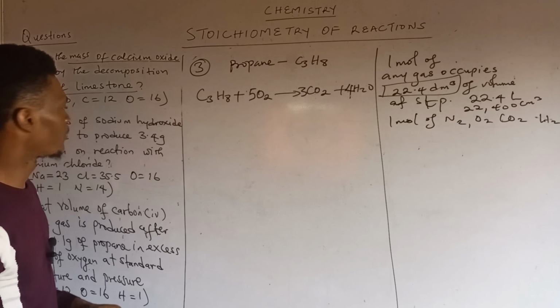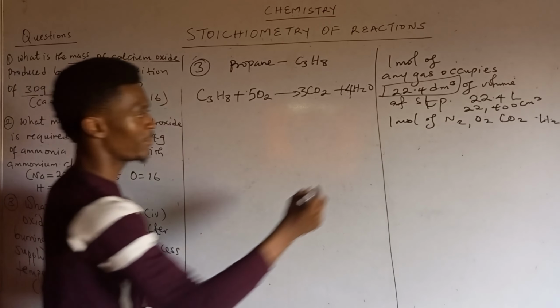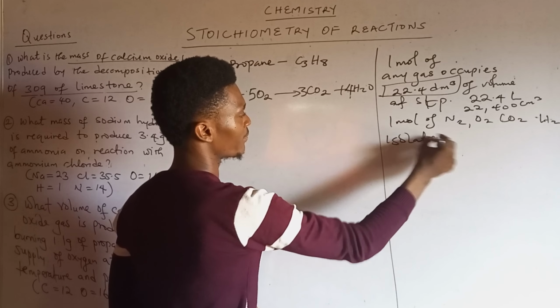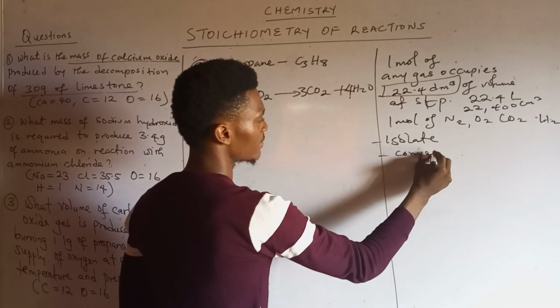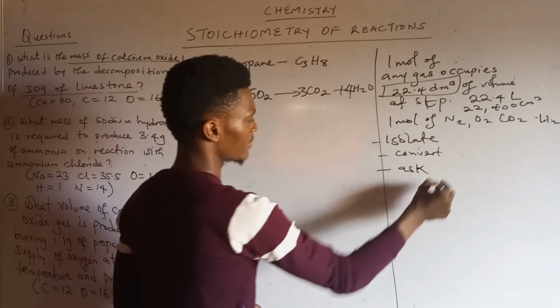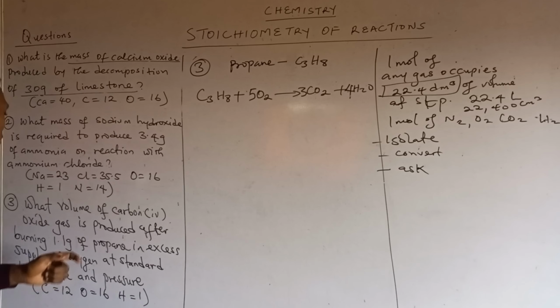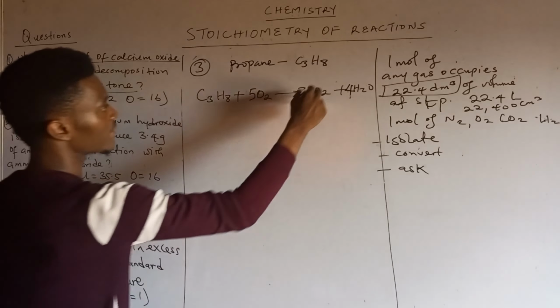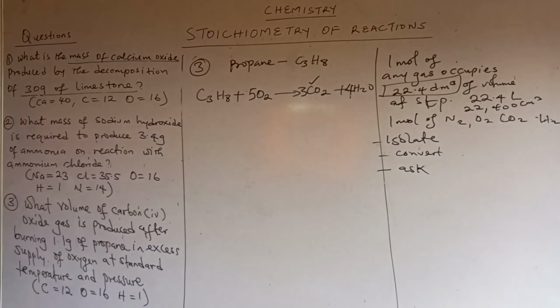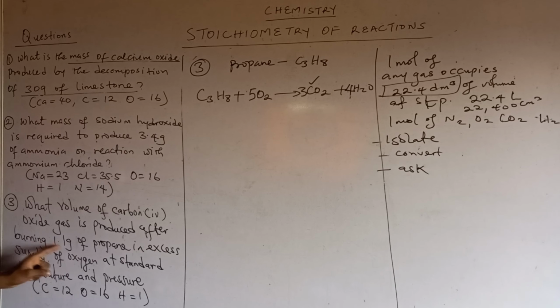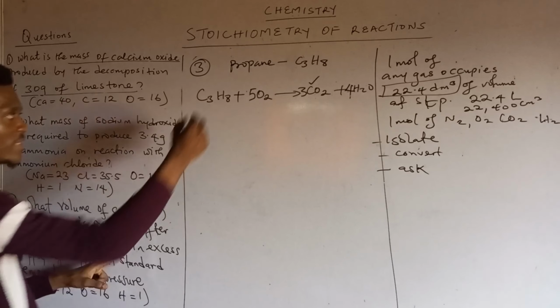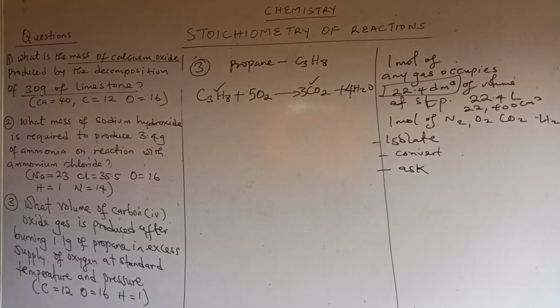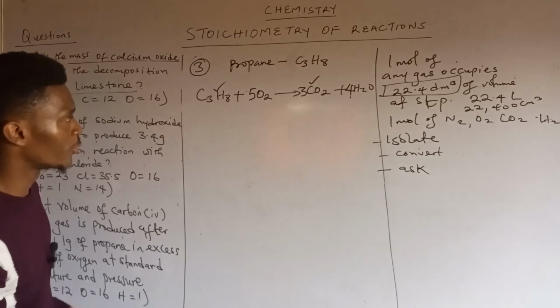All right. So now remember our principle: isolate, convert, and ask. So let's go. Now, from the question, what volume of carbon dioxide gas is produced? So we are required to get something of carbon dioxide. So it means carbon dioxide is very relevant in this question. And then it's produced after burning 1.1 gram of what? Propane. So propane is still very important. So the other ones are not that relevant in this question. So we'll now bring them out.